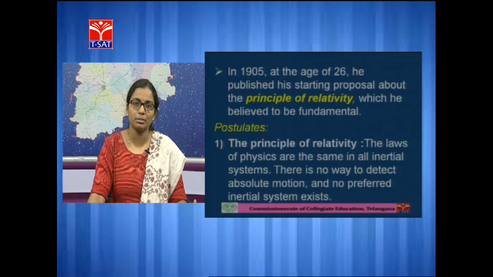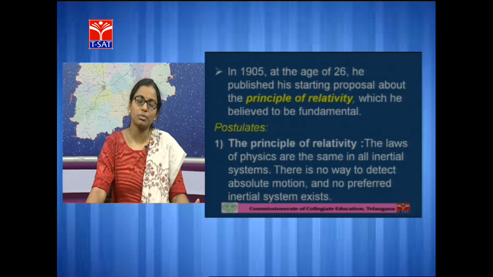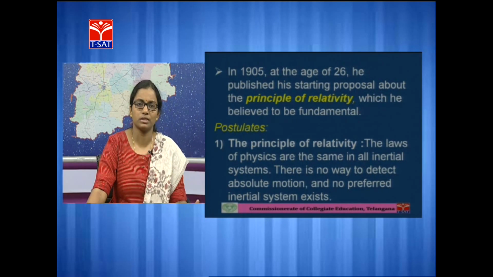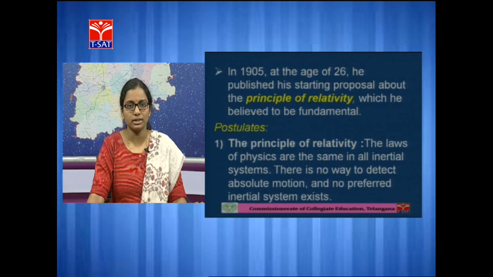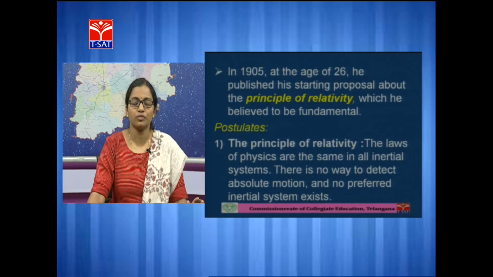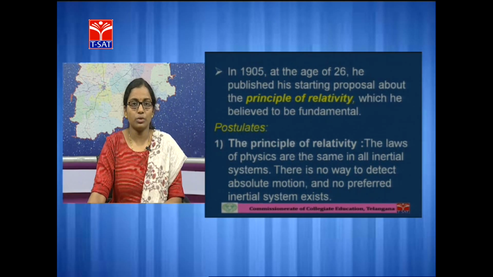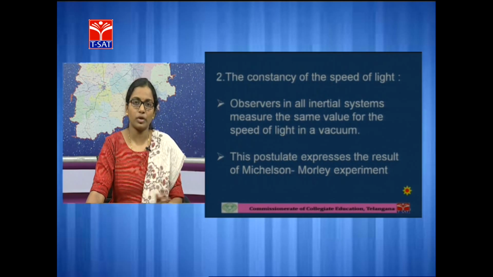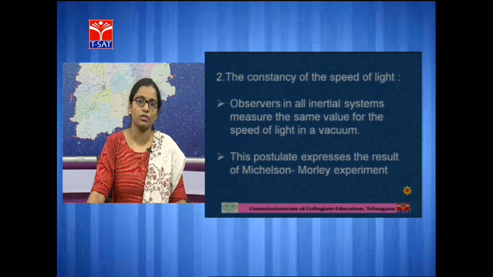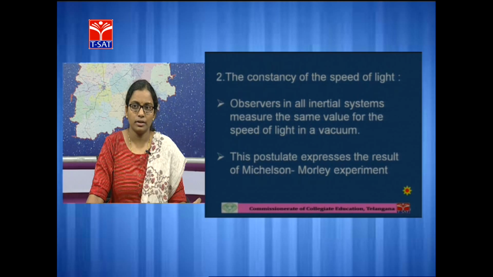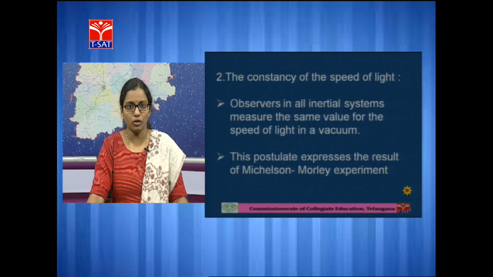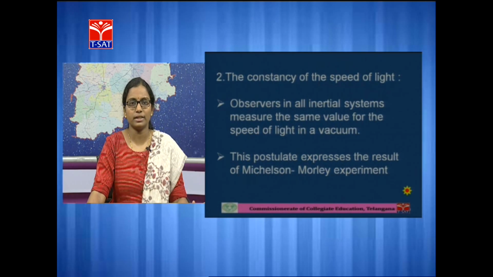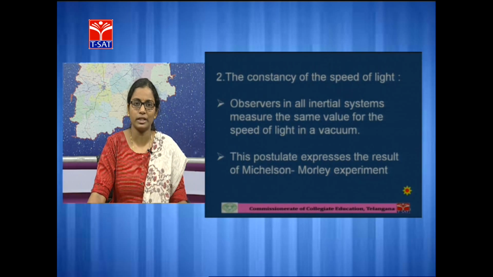Among them, the first one is the principle of relativity. In the principle of relativity, all laws of physics are the same in all inertial systems. Whatever inertial system you take, all the laws of physics are valid when the inertial system is at uniform velocity. Then the second postulate is of very much importance, that is the constancy of the speed of light. That means observers in any inertial frame measure the same value of the velocity of light in a vacuum. This postulate expresses the result of the Michelson and Morley experiment.